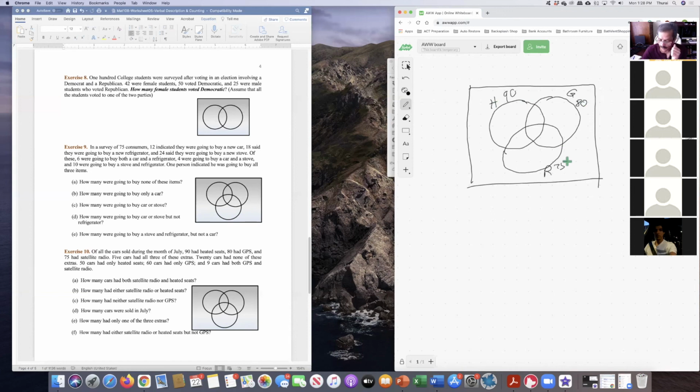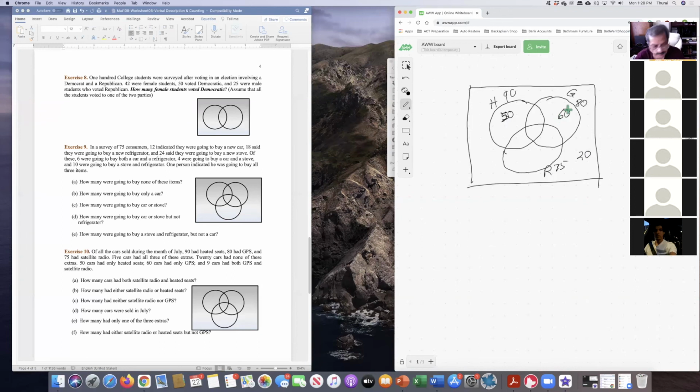Where do I put the 20? Outside. 20 of them had none of these features. And then 50 cars had only heated seats. 50 cars had only heated seats means this section of H, the cars that had only heated seats and none of the others. Okay, mark that. 60 cars had only GPS. That we can mark, only GPS.